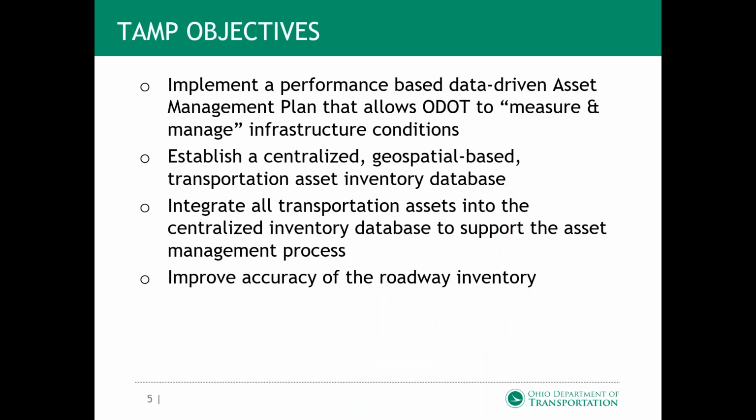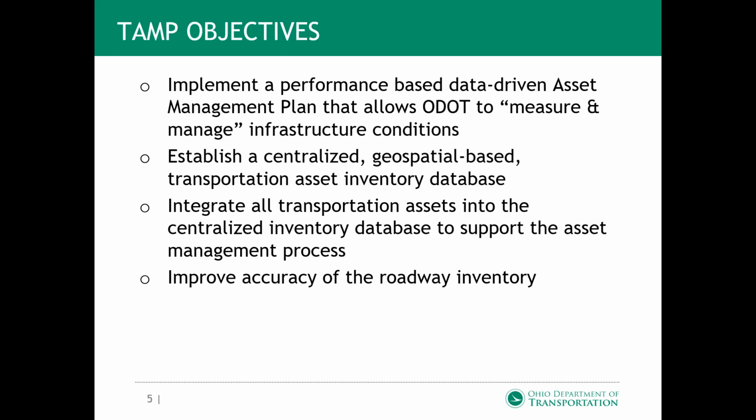So then we get to the objectives. Our objectives were very straightforward. Again, what do we want the plan to do? Well, we want this plan to allow us to do performance-based, data-driven asset management planning that allows ODOT to measure and manage infrastructure conditions. We want to establish a centralized geospatial-based transportation asset inventory database that we can share both internally and externally. We wanted to make sure we can integrate all those transportation assets in a centralized inventory database to support the asset management process, allowing us to do cross-asset optimization or planning and things like that.